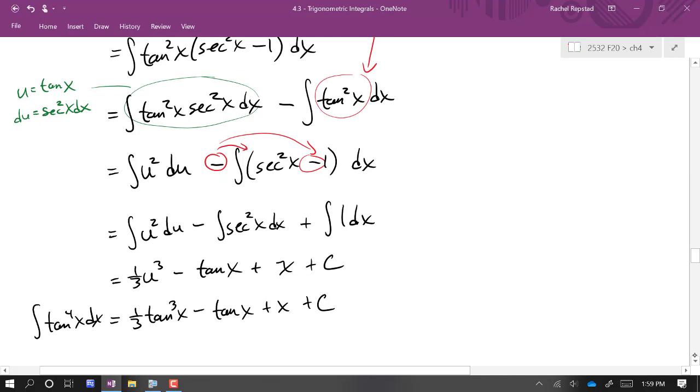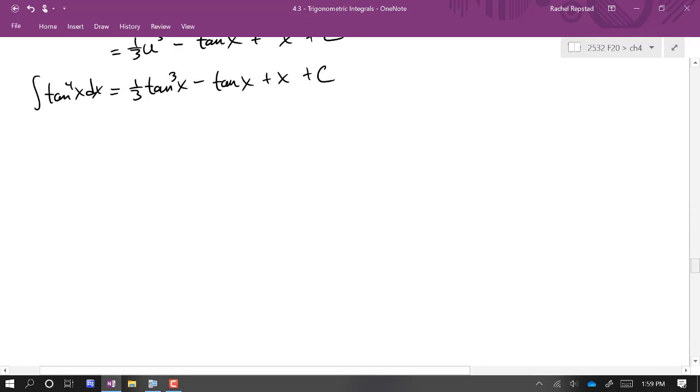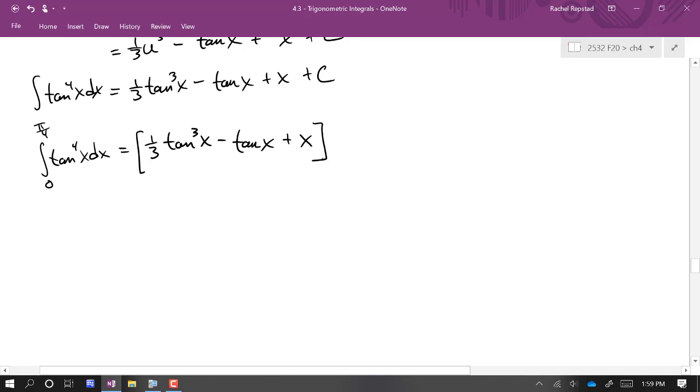Now we're not stopping at this point because we need to evaluate the definite integral, but we've done the hardest part, right? We've integrated it as a function. Now we know what we're going to put our limits on. So they wanted us to integrate tan to the fourth x dx from 0 to pi over 4. So that's going to be this function here. That's what we're going to throw our limits on. We don't need a plus c in a definite integral.